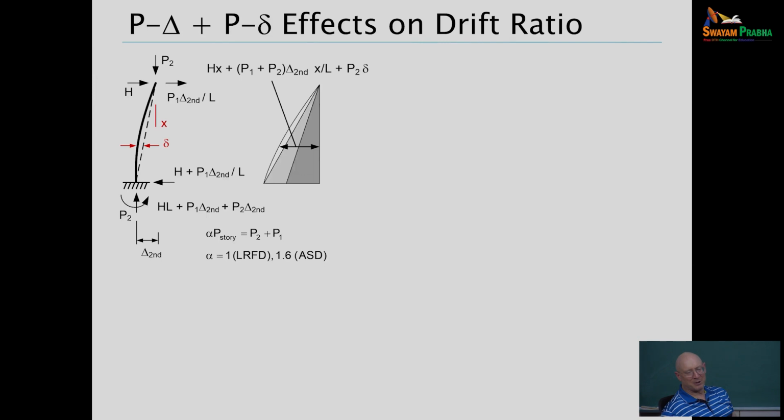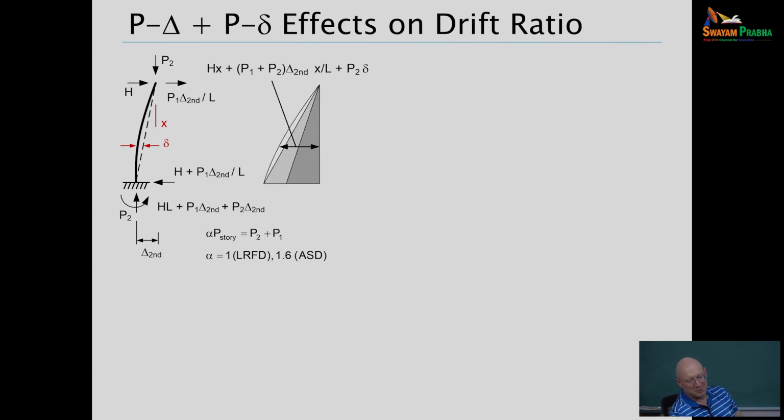All right, so let's put up a moment diagram. This moment diagram is basically splitting the moment into 3 parts. The dark gray part is the first order moment, with HL at the base. The light gray part is the P large delta part. If we neglect the curvature of the column and the additional moment due to P times little delta here, then we would have just the gray part. So that's a P large delta effect.